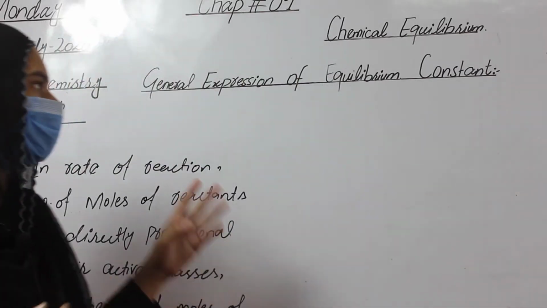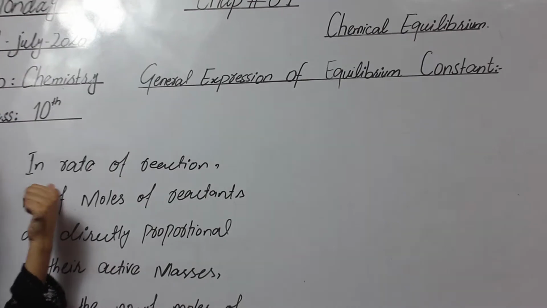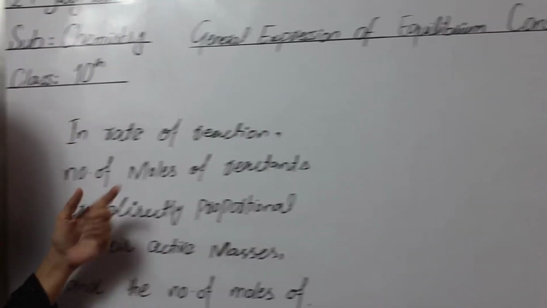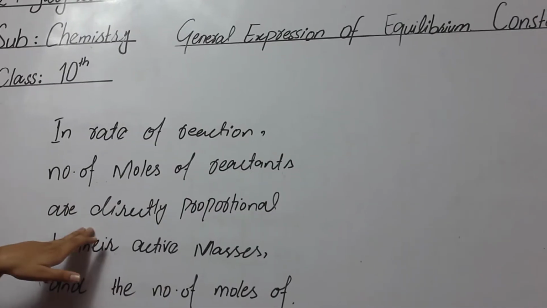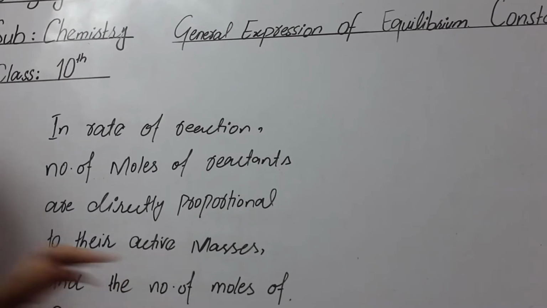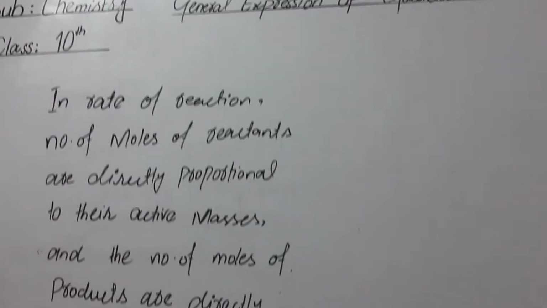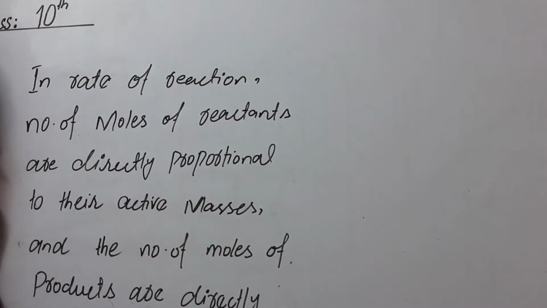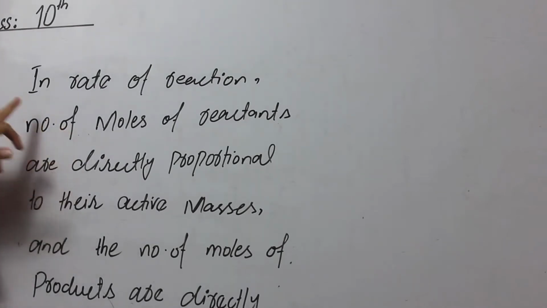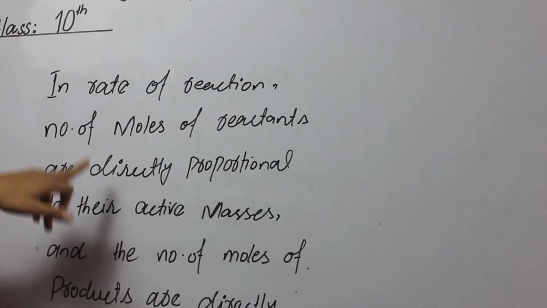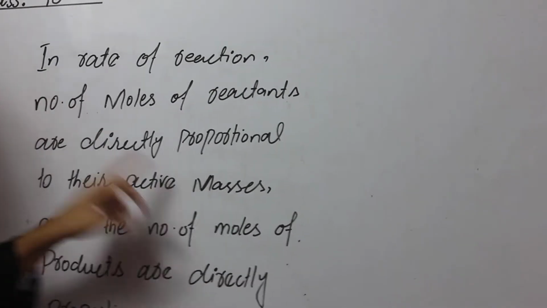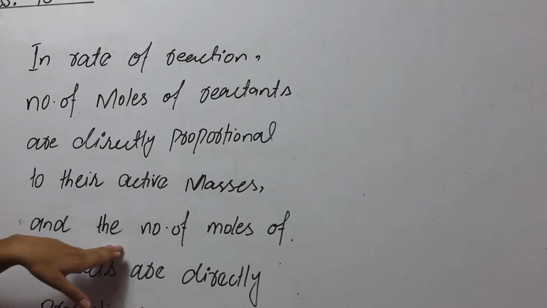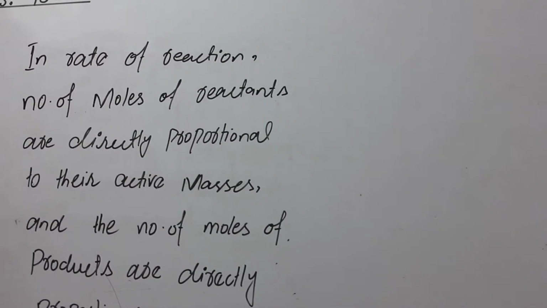The law for the general expression is that in the rate of reaction, the number of moles, which is the new thing in the equilibrium constant, of the reactants are directly proportional to their active masses. In the law of mass action, if you remember, only the reactants are directly proportional to their active masses, but in the case of the equilibrium constant we deal with the number of moles of the reactants together with the reactants, and the same for the number of moles of the products, which are directly proportional to their active masses.